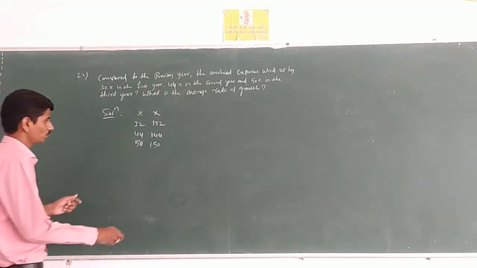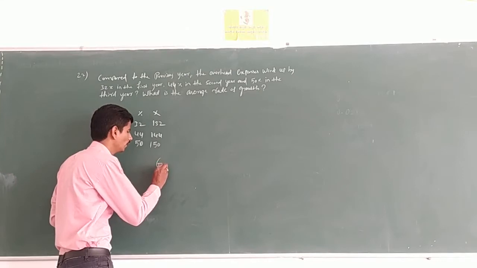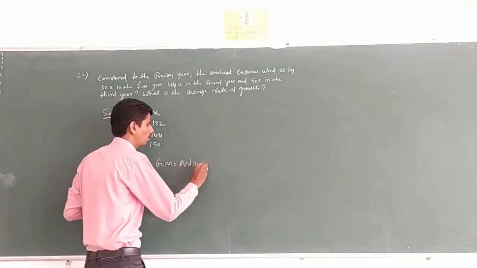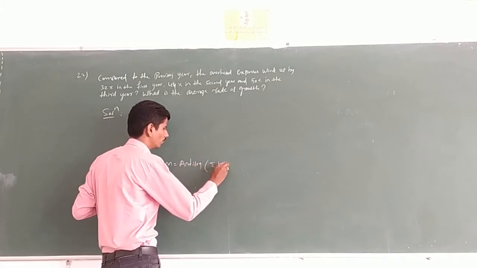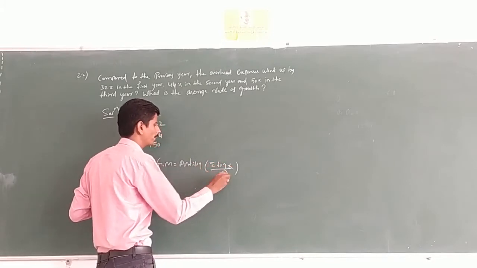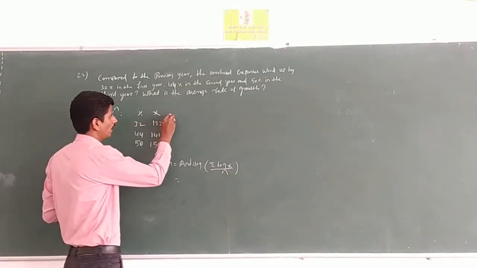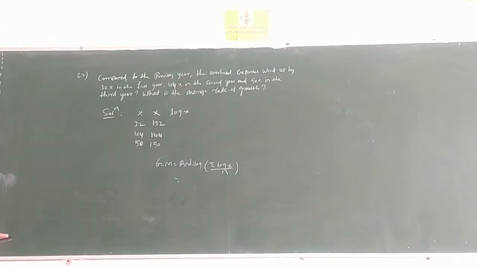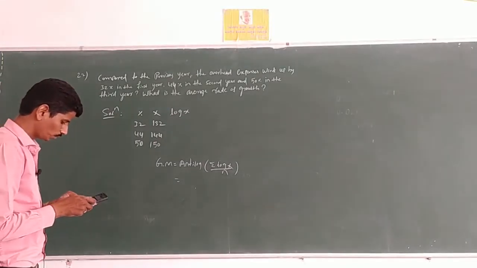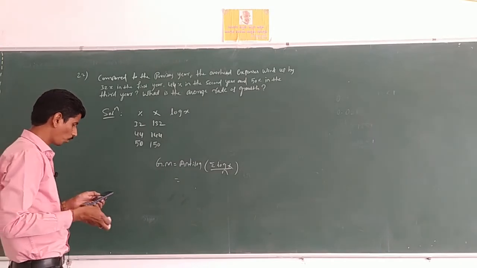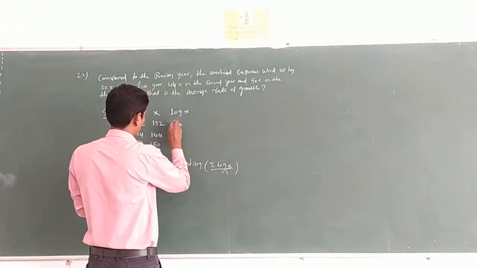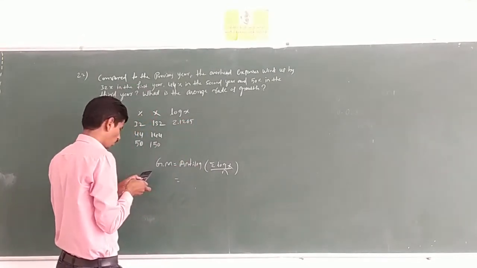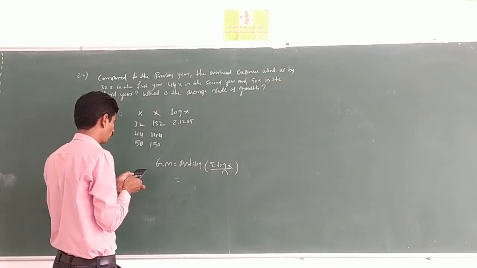Then we have to apply the formula: GM equal to antilog of sum of log x by n. Here we want log x, the sum of log x. Log 132 is 2.1205. Log 144 is 2.1583.